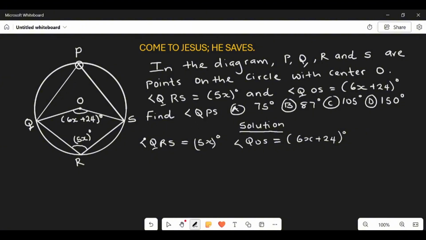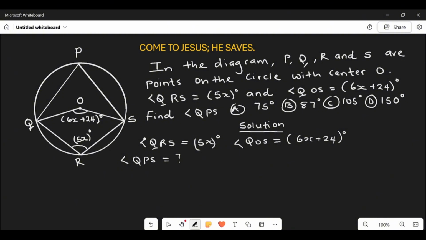Angle QPX equal to unknown for now. From the diagram, our center angle QOX stands on arc QX. Also, our angle at the circumference QPX stands on arc QX.